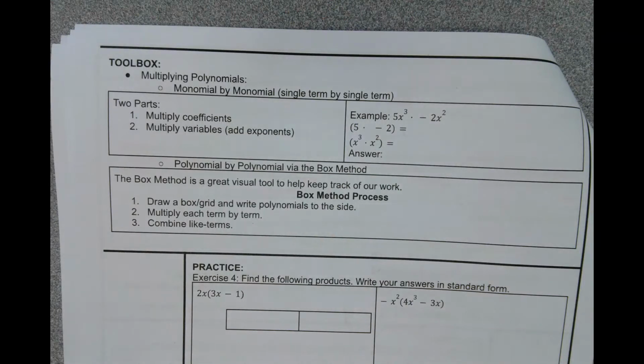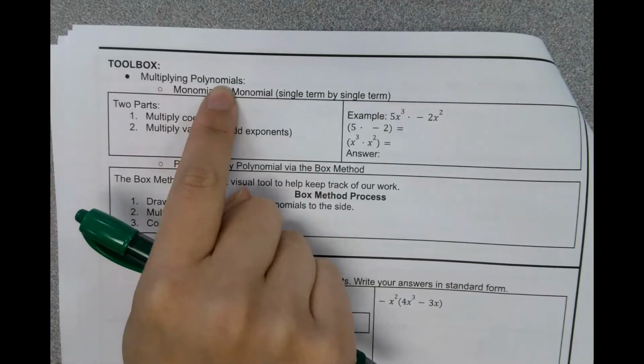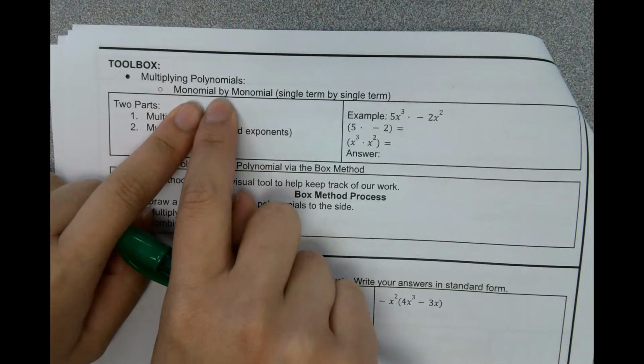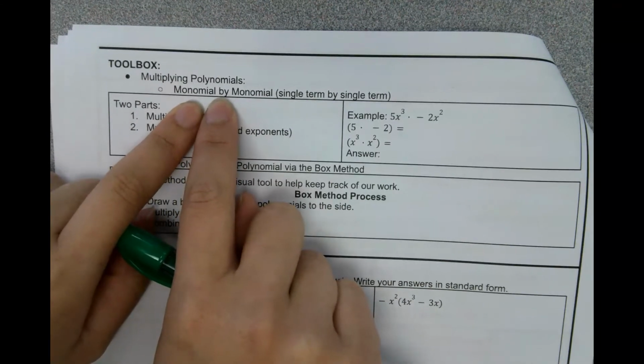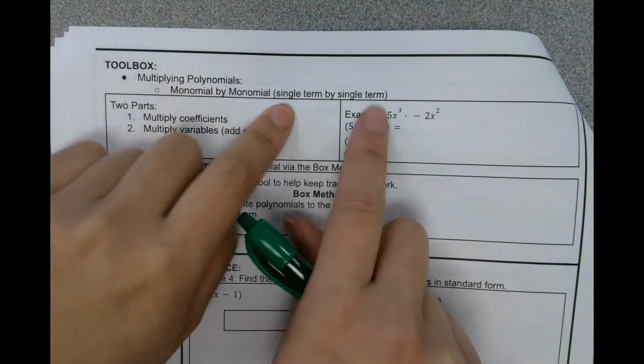Hi guys, so today we are continuing with polynomials, and this time we are focusing on multiplying polynomials. Okay, so we're going to be using our exponent rules that we've learned in previous units. Okay, and to multiply polynomials, super easy. We just go monomial by monomial, single term by single term.